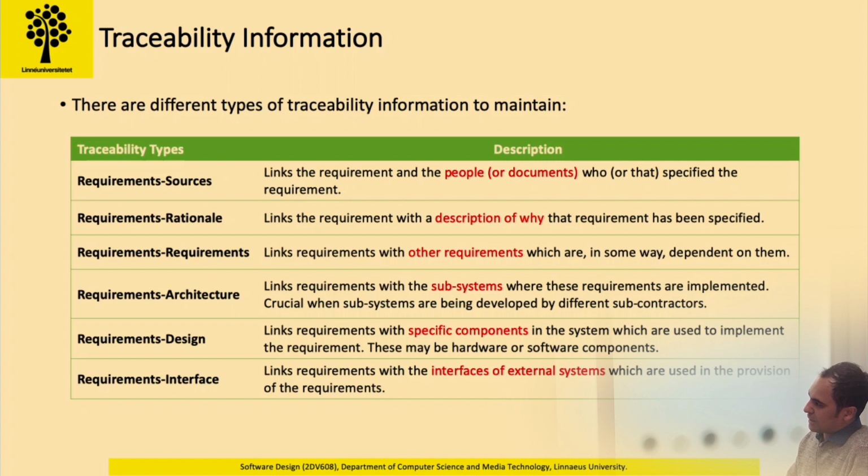This is requirements to architecture. So this architecture can be at the component level or at the design level. And this is the requirements to design traceability. So you can identify a particular part of the design that was the implementation of a particular requirement. And then there is also requirements to interface traceability. So if you are using any external libraries or any other interfaces as a part of this requirement, you can also have that information in your requirements database.